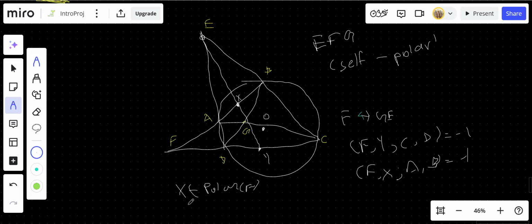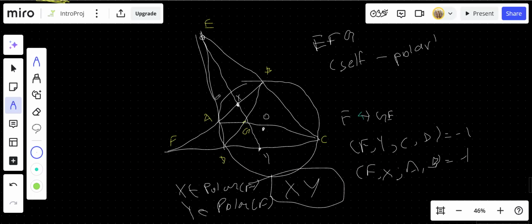Y is on the polar of F. So what is the polar of F? XY, so XG. XY is the polar of F. So EG is the polar of F because XY is EG. So we are done. F is the polar of G.